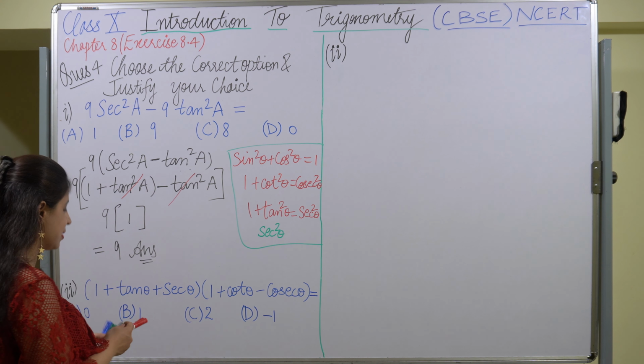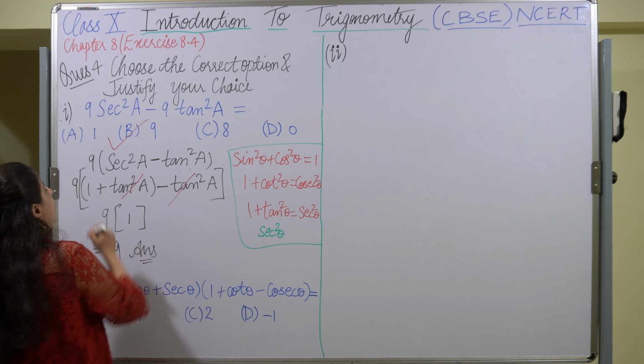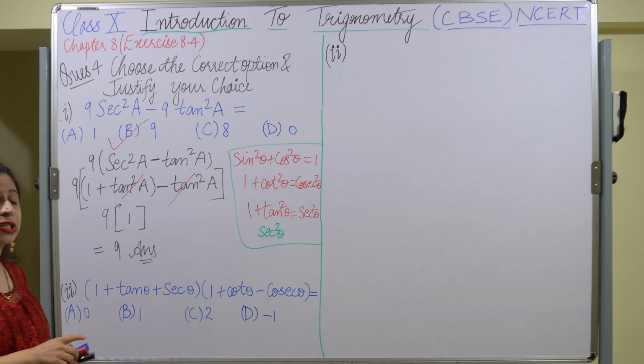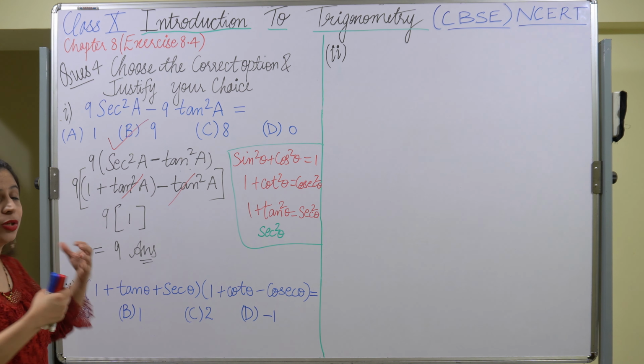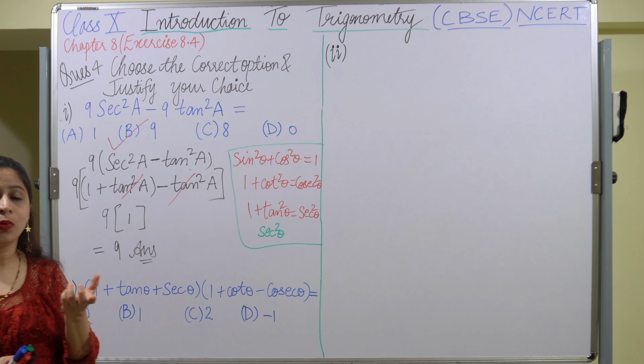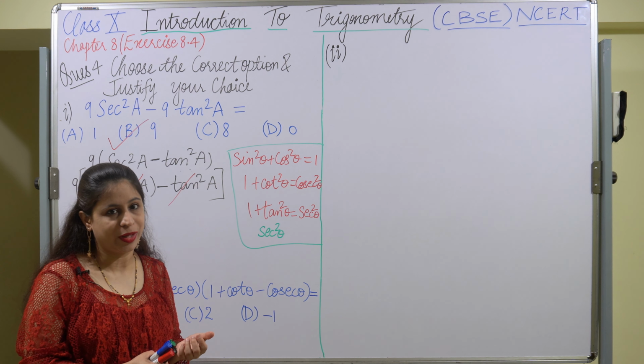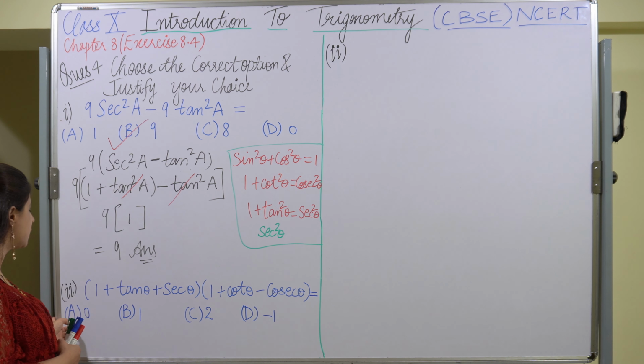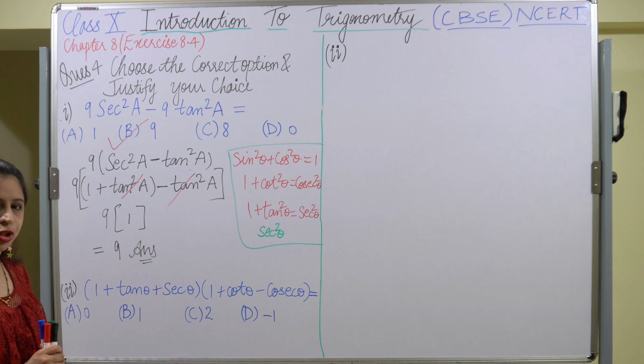So the option B is correct. Whenever you get such type of questions, you need to justify it, you need to solve it, and only then can you say which of the options is correct. Now let us move on to the second part of question number 4.